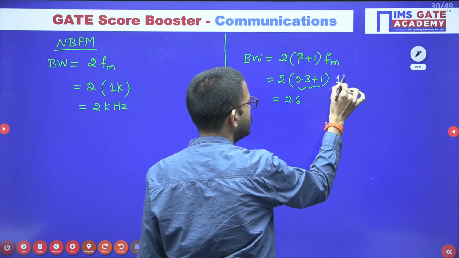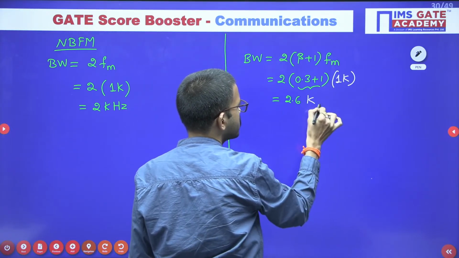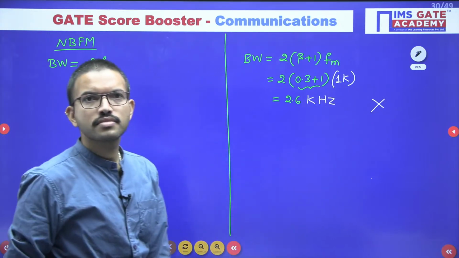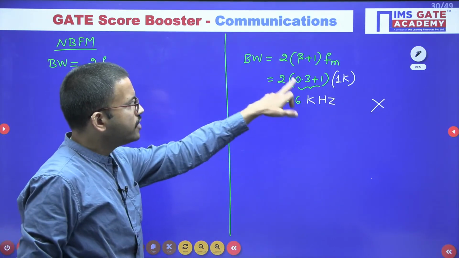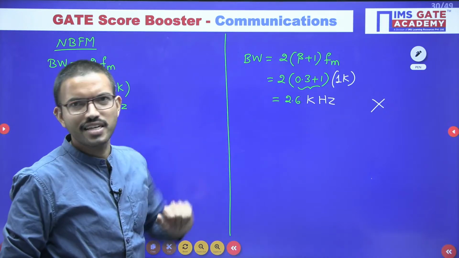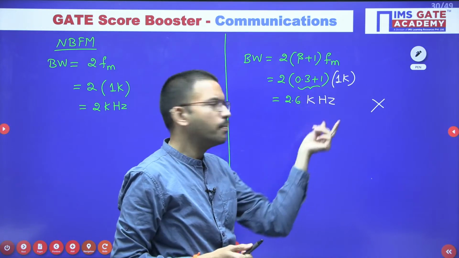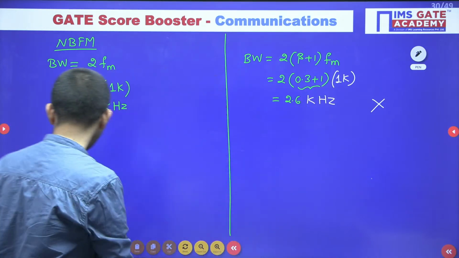Here fm is nothing but 1 kHz, so you are getting 2.6 kilohertz. But this is wrong, because the beta value is 0.3, it is not greater than 1, right? That is the reason. But some of you might have used this formula, because of that you are getting 2.6 kHz.